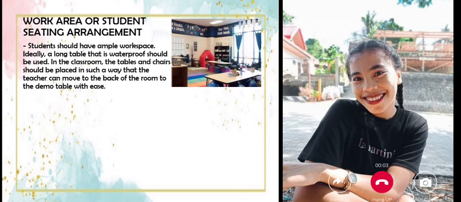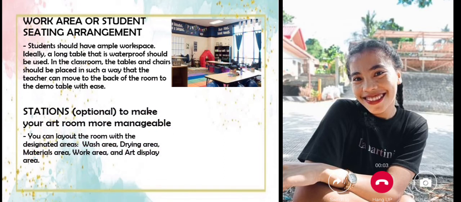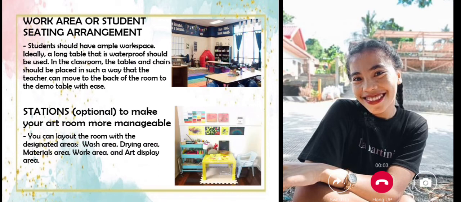In the classroom, the tables and chairs should be placed in such a way that the teacher can move to the back of the room to the demo table with ease. Stations are optional. To make your art room more manageable, you can lay out the room with designated areas like wash area, drying area, materials area, work area, and art display area.